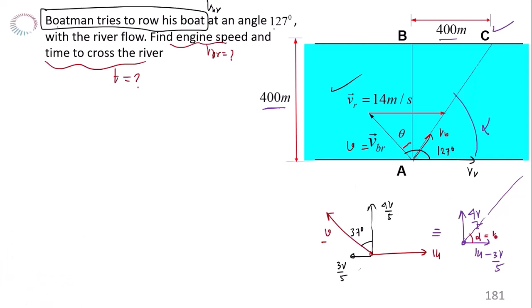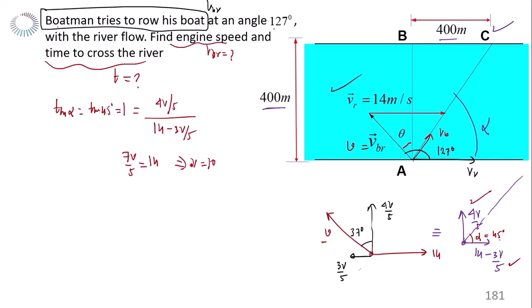Alpha is 45 degrees. So, can I say that 4v by 5 should be equal to this number? So, tan alpha equals tan 45, which equals 1, and from the vector calculation I know that 4v by 5 divided by 14 minus 3v by 5 equals 1. If I calculate it further, 7v by 5 should be equal to 14, then v becomes 10. So that is our answer.